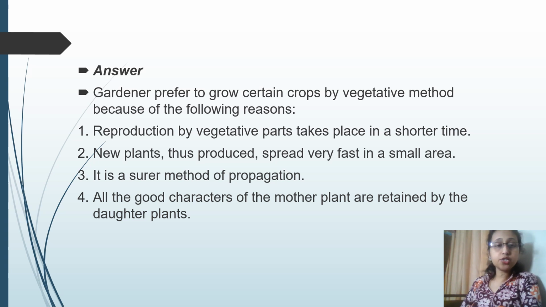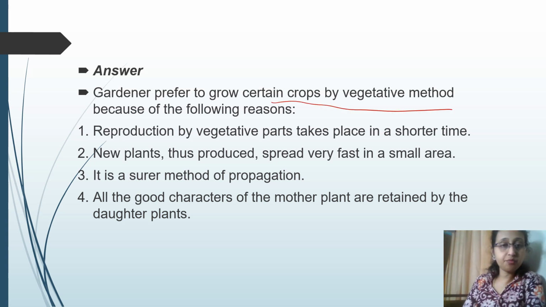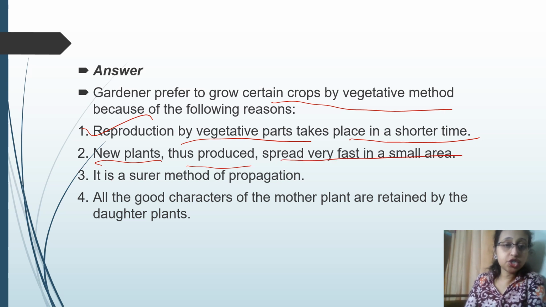So the answer to why the gardener prefers to grow certain crops by vegetative method, the reasons are: reproduction by vegetative parts takes place in shorter time, new plants thus spread very fast in small area, and it is a surer method of propagation. This vegetative propagation is a surer method of propagation. So these are the main points.